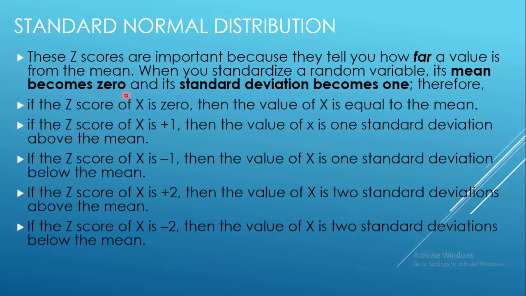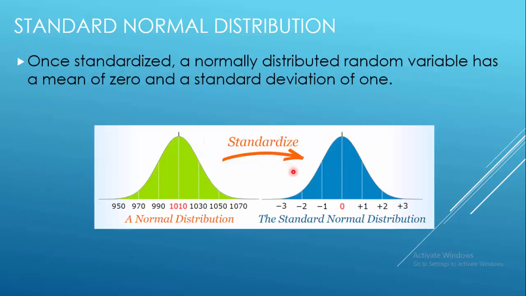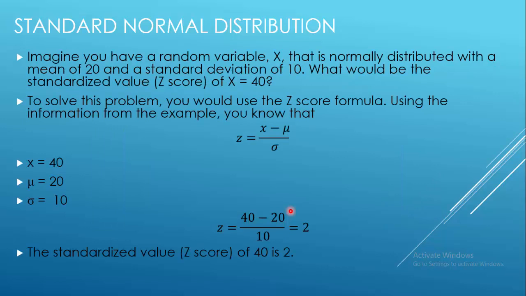If the z-score of x is 0, then the value of x is equal to the mean. If the z-score of x is plus 1, then the value of x is 1 standard deviation above the mean. We have talked about what each of these represents: plus 1, plus 2, plus 3. This is the first deviation, second deviation, third deviation, and it is equally the same on the left side.